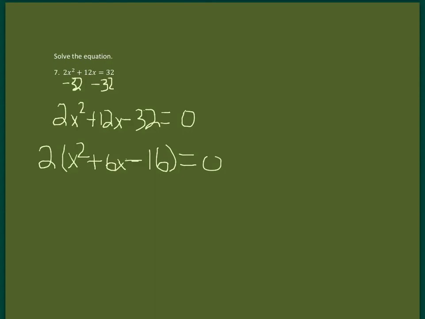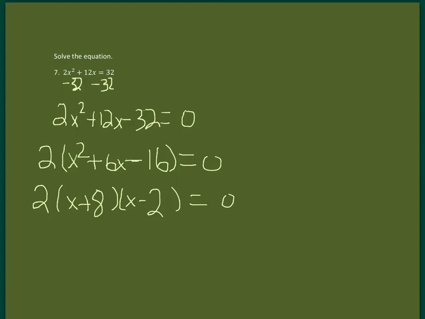So now we have to multiply. So we have x, and since that's negative, you know positive, negative. So you have to multiply to negative 16 and add to 6. How about 4 and 4? Oh no, that'd be 0. How about 8 and 2? Which one would be positive? Positive 8. Negative 2.